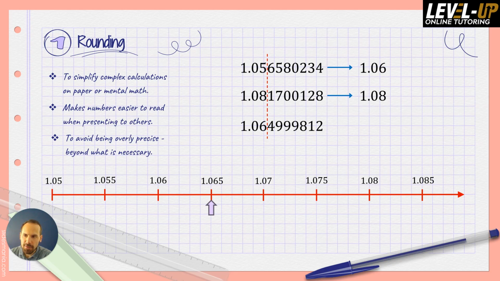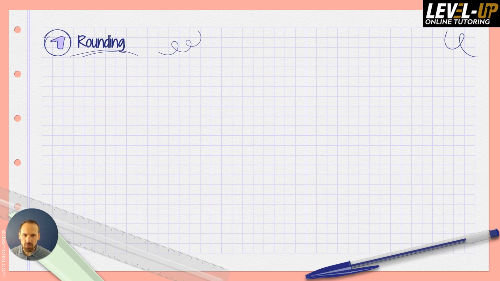And finally, one like this. Again, you might get a bit more of a borderline case like this where it looks like it's right in the middle, 1.065, halfway between 1.06 and 1.07. But you look at the number there, the number after the 6 is a 4, 4999. It's very, very close to 1.065, but ever so slightly under. So it will round down to 1.06. So that's how we deal with rounding.